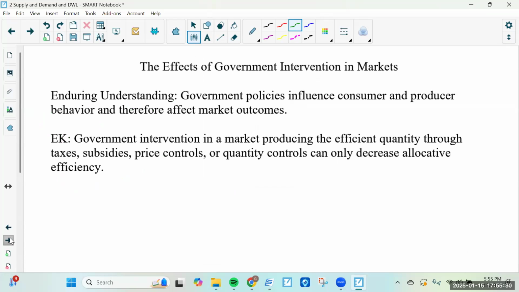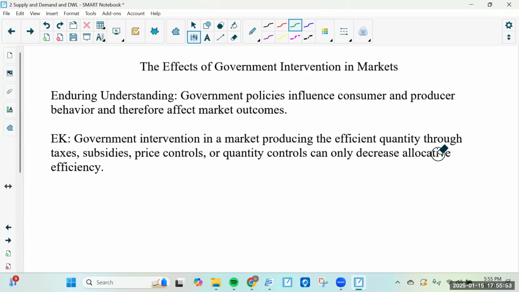And some people are getting close there. All right, so the bottom line is government intervention in a market that is efficient. And the interventions we're going to talk about throughout the semester are taxes, subsidies, price controls, which we're going to talk about right now, or quantity controls, which also go with what we're talking about right now. But we're going to talk about all these throughout the semester.